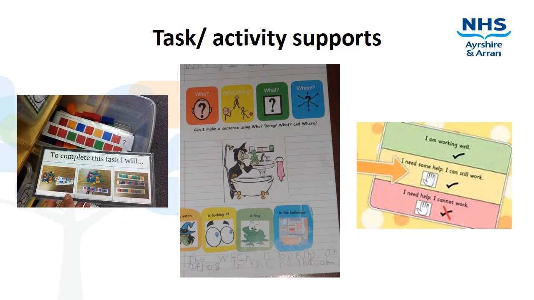So these are some examples. So the one I was talking about using colourful semantics, you can see in the middle, is an example. So what's happening, who, what doing, what where. The one on the right, I need some help, I can still work. The one on the left is breaking down the steps. So to complete this task I will 1, 2, 3. What do I actually need to do?